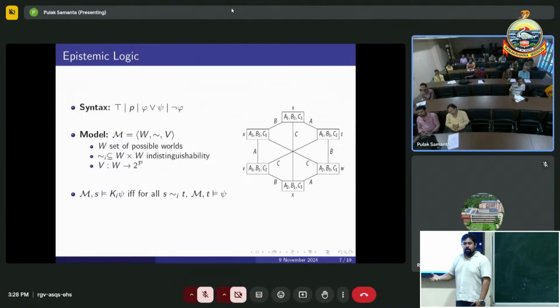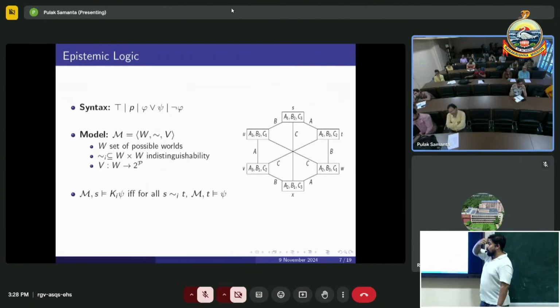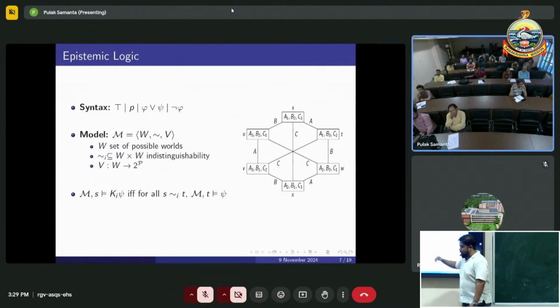And how do we evaluate whether an agent, say i, knows some fact psi? We evaluate from some possible world. So for example here, we want to evaluate whether agent B knows it has card 2, right? From this possible world, we consider all the possibilities that agent B considers, which are S and U. And in both of the possibilities, agent B has indeed card 2. So we can say that agent B knows that it has card 2. This is how we evaluate.